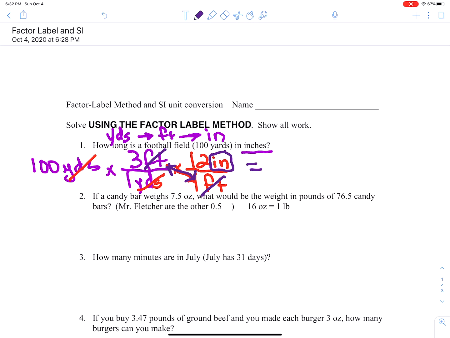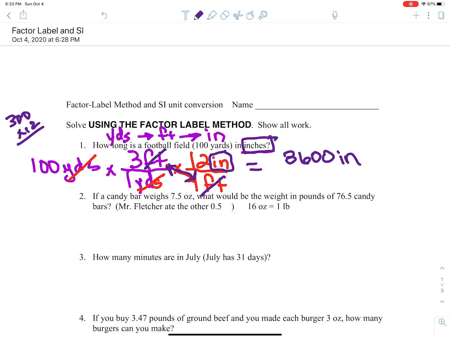And that's the one I want left. So now here's how we do the math. Well, if you divide anything by 1 or multiply anything by 1, it's itself. So I usually ignore the ones. So I have 100 times 3, which is 300. And then I have 300 times 12, which is 3,600 inches when I do the math. That's the unit I want left over.